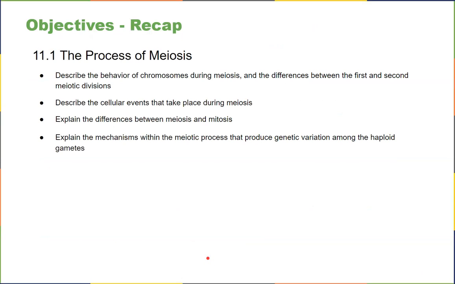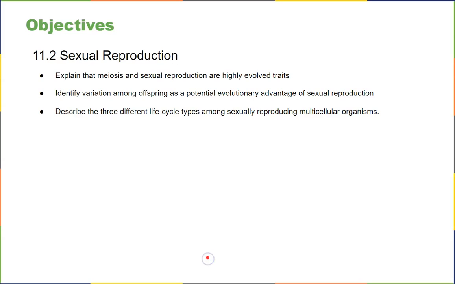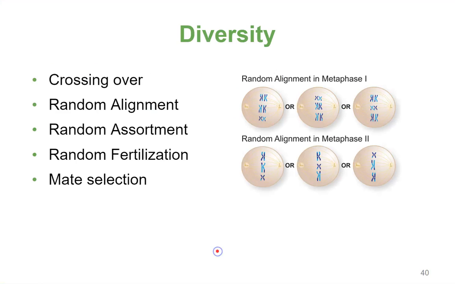Okay, so that's 11.1. We're going to go on to 11.2, so we're almost finished. We're going to explain that meiosis and sexual reproduction are highly evolved traits. We'll identify variation among offspring as potential evolutionary advantage of sexual reproduction. We'll describe the 3 different life cycle types among sexually reproducing organisms. So the way that we produce gametes is not always what you find in nature.